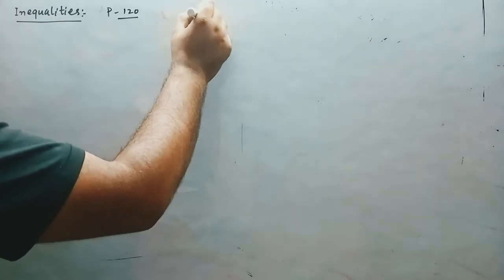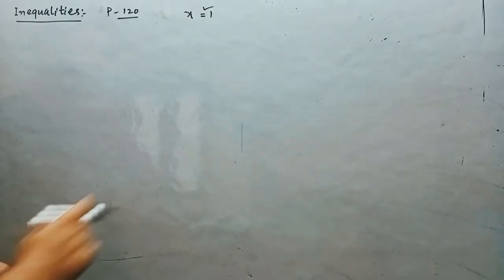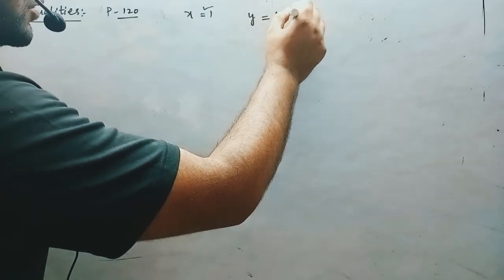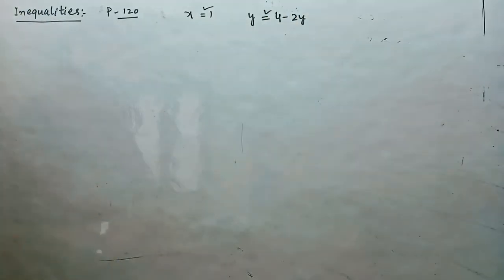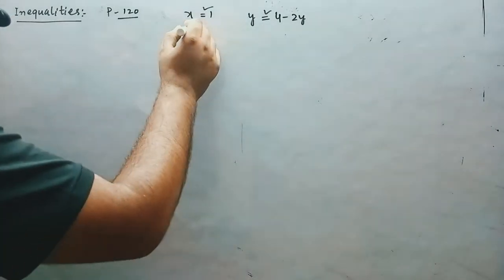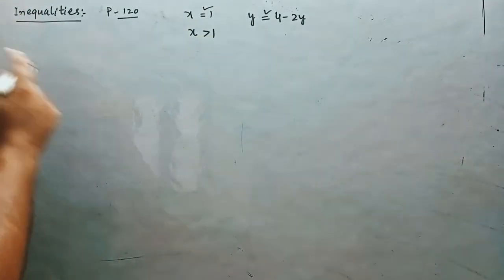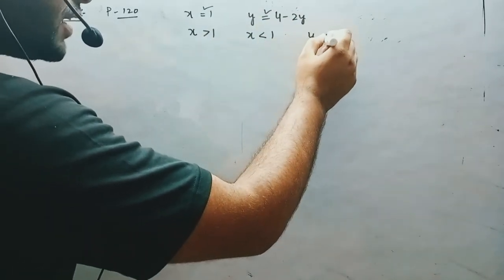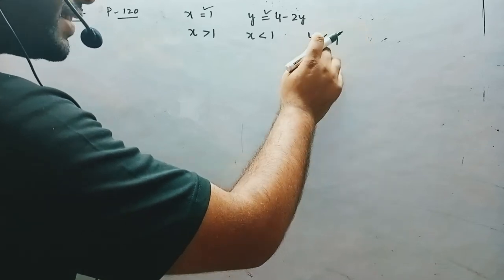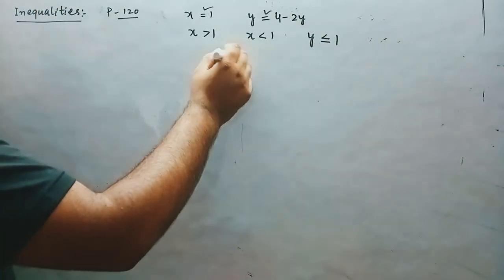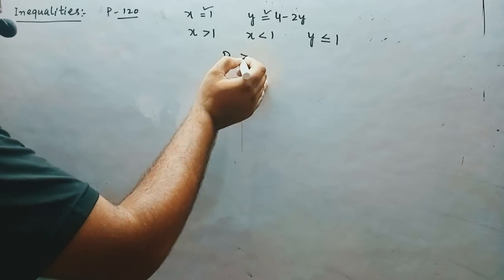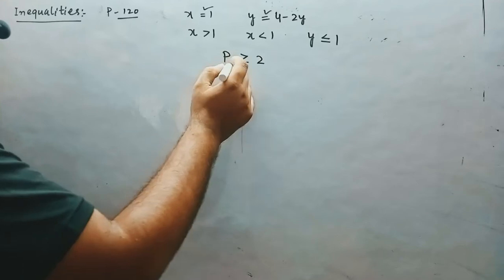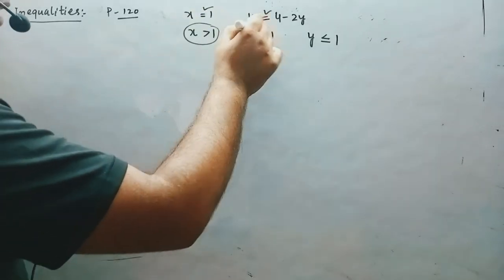If I am writing x equals 1, here I have an equality sign. If I write y equals 4 minus 2y, this is the equality. This is a statement of equality. If I am writing x is greater than 1, x is less than 1, y is less than or equal to 1, p is greater than or equal to 2, these are called inequalities because they are not equal.